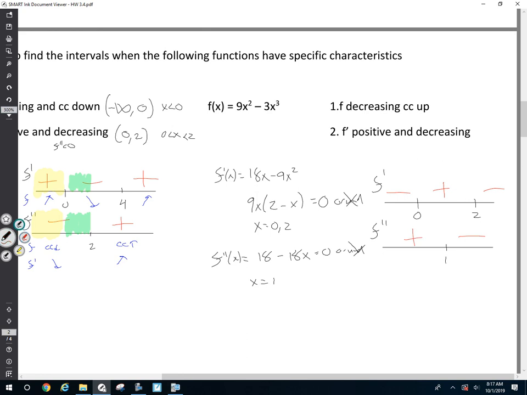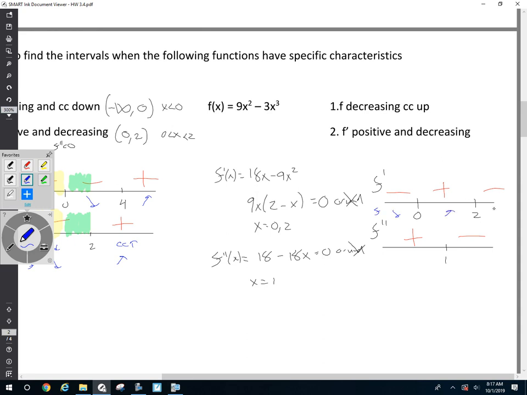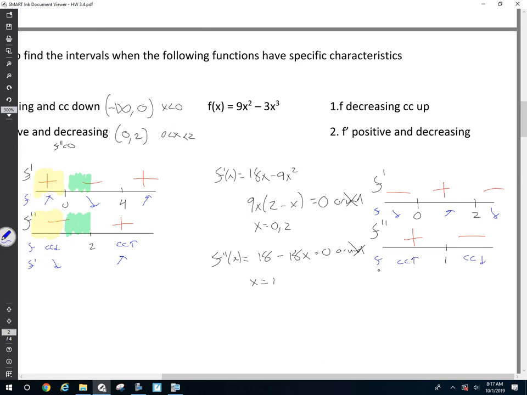Okay? So with that, we know when f is going down. We know when f is concave up or concave down. We also know when f prime is going up or going down. You may use this if you want to, but I don't think it's necessary. It's just good to say, okay, if f double prime is positive, f prime must be increasing.